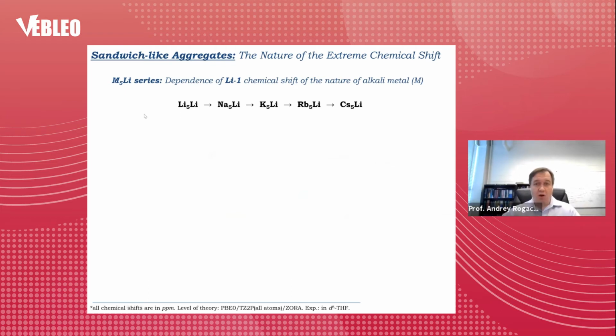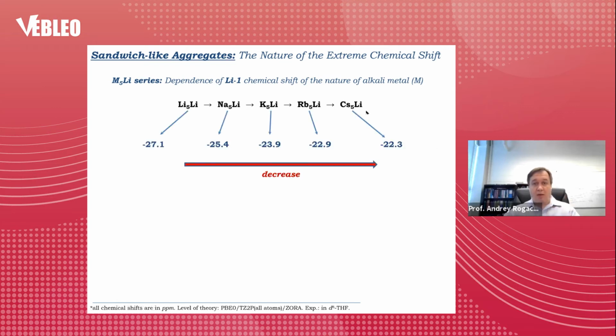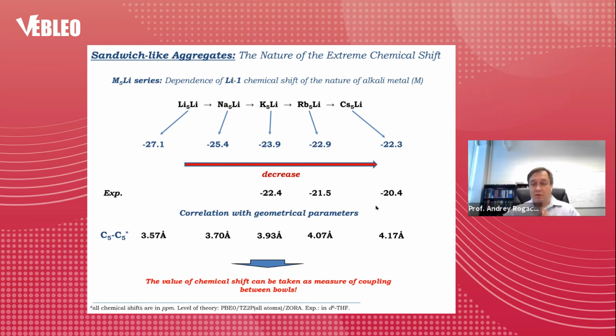For this purpose, we considered the whole range of alkali metals from lithium to cesium. We immediately found a big correlation between the size of the alkali metal and the chemical shift of the lithium center that sits inside the sandwich-like aggregate. It correlates with experimental data. Not for all, because not all of these sandwiches were synthesized so far, but for those that were, we see an absolutely clear correlation between calculated data and experimental observations. And of course, we see an absolutely clear correlation with geometrical parameters.